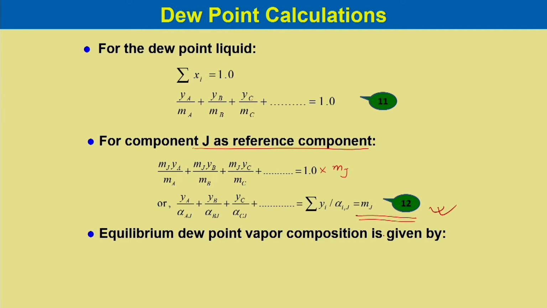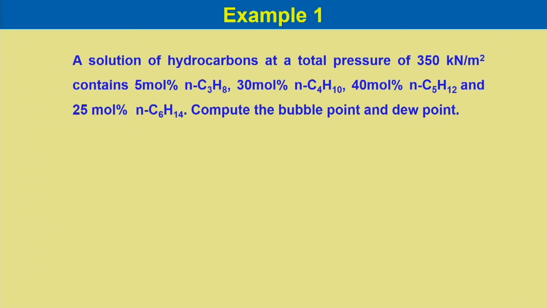Equilibrium dew point liquid composition is given by xi equal to yi divided by alpha ij, divided by the summation over yi by alpha ij. So, this is equation 13. So, for bubble point and dew point, we know how to calculate the equilibrium vapor and liquid compositions, and also how to calculate the distribution coefficient. So, now we will proceed with an example to see how to calculate bubble point and dew point.